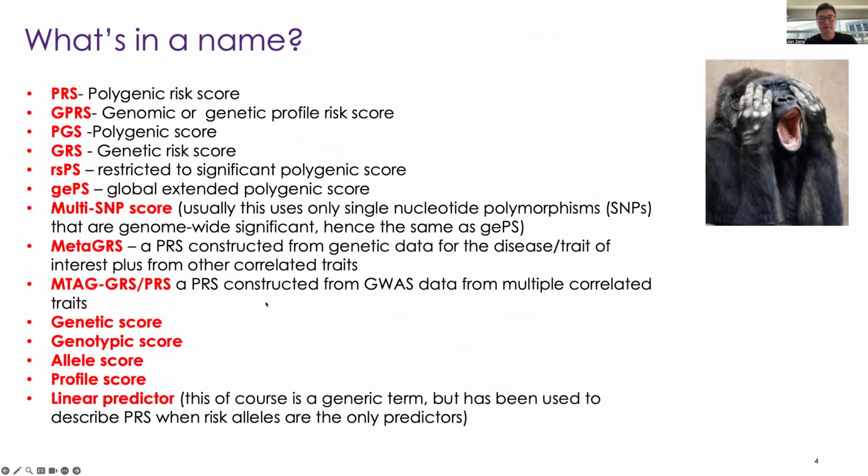If you read the literature, you will see many different names: PRS, PGS, multi-SNP score, linear predictor, etc. Most of these terms refer to the same underlying concept. It's a linear combination of genetic variants used to predict the risk of a trait. In this course, I mostly use PGS as a generic term and PRS when the outcome is a disease.